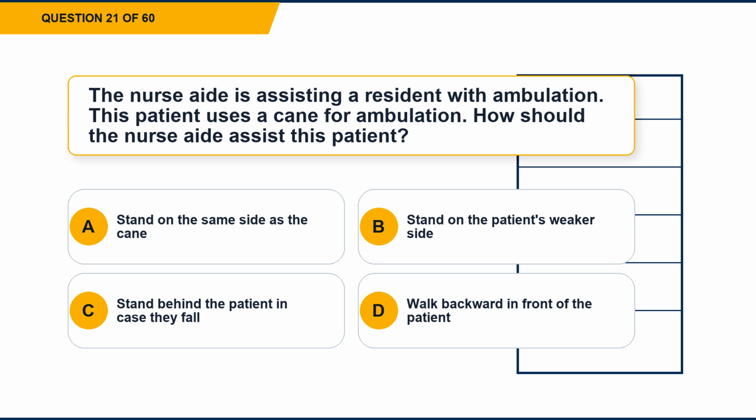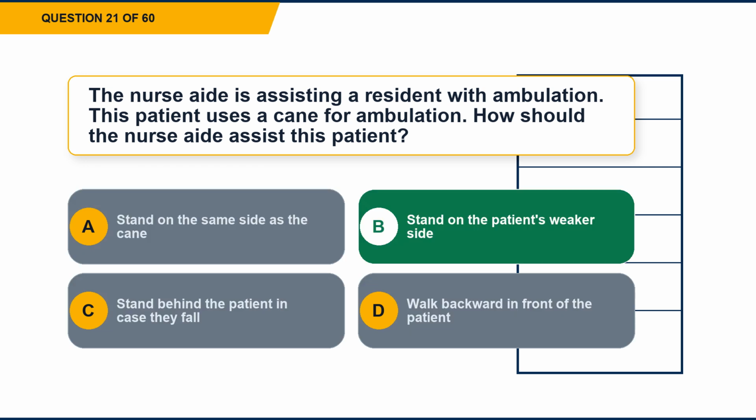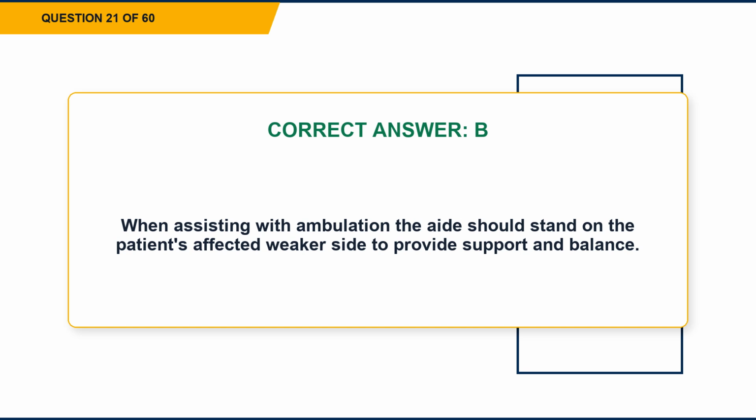Option A, stand on the same side as the cane. Option B, stand on the patient's weaker side. Option C, stand behind the patient in case they fall. Option D, walk backward in front of the patient. The correct answer is option B, stand on the patient's weaker side. Explanation. When assisting with ambulation, the aide should stand on the patient's affected weaker side to provide support and balance.